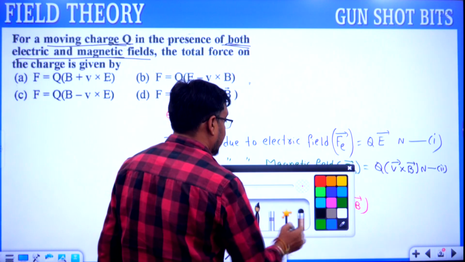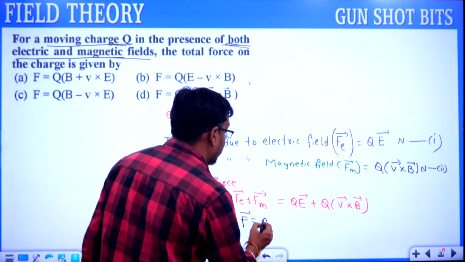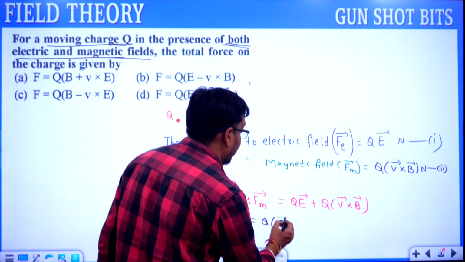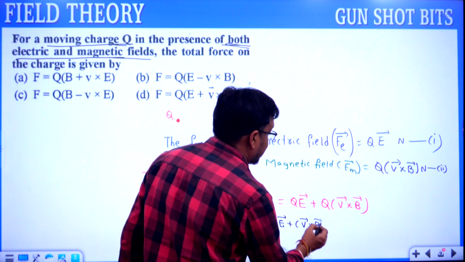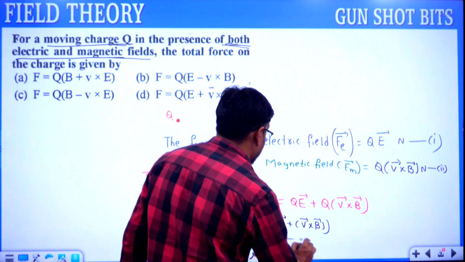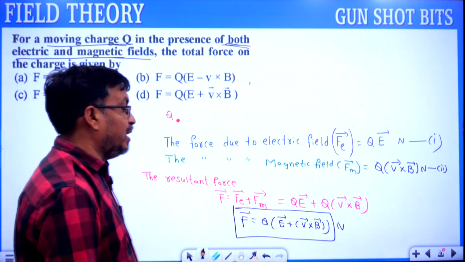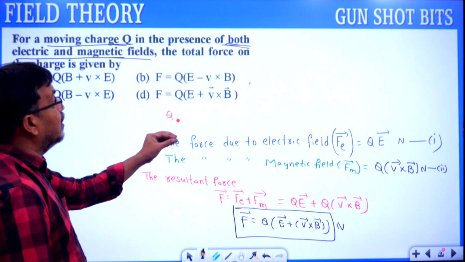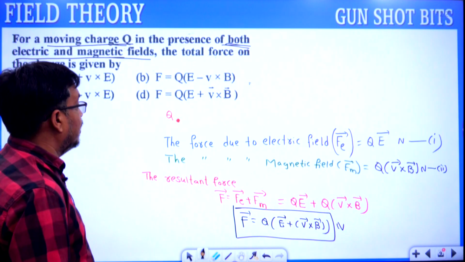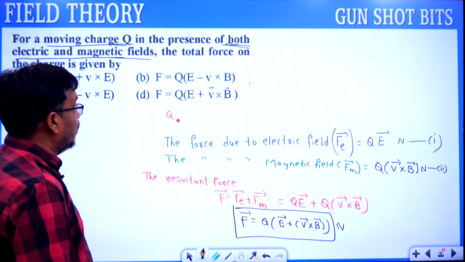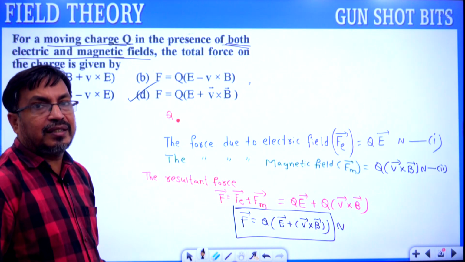So finally the resultant force F equals, I am taking Q common in the two equations, Q into E plus V cross B. E plus V cross B is the answer. Force F equals Q into E plus V cross B newtons when charge is moving in both electric field as well as magnetic field. So here the correct answer is Q into E plus V cross B, means option D is the correct answer.